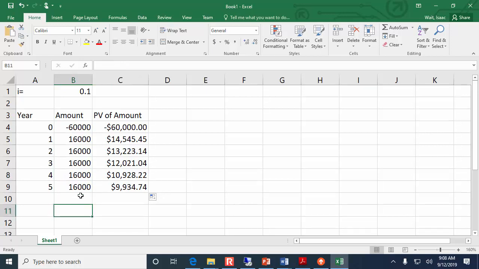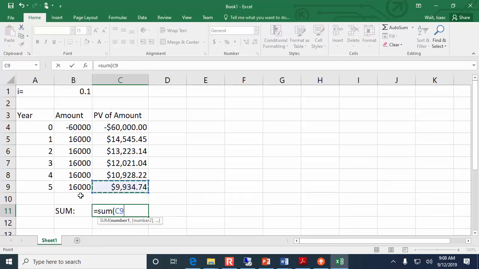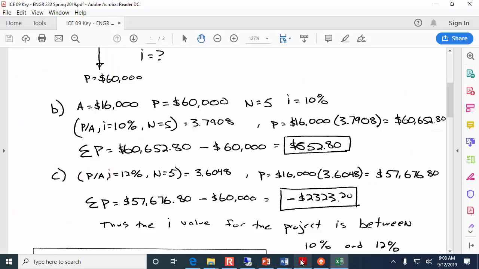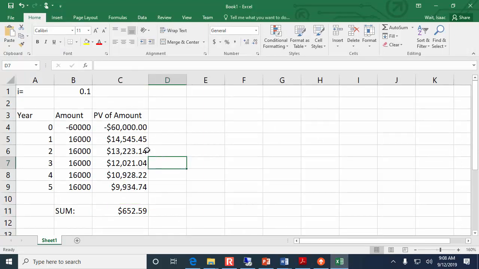I'm going to create a sum field where I just add everything up above it. And what we're going to look for is to see, is that the same as what we got here? $6.52 and 80 cents. So it is consistent. What we've done is we've just discounted each year to the past.